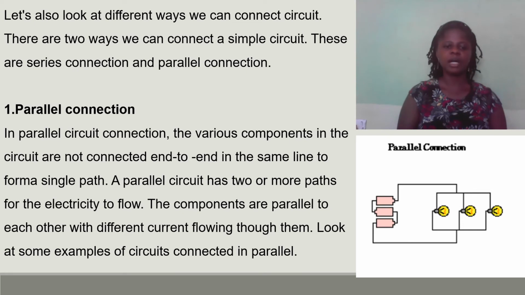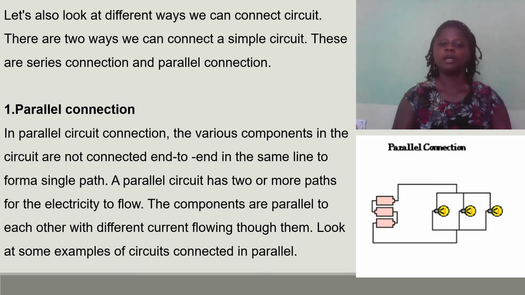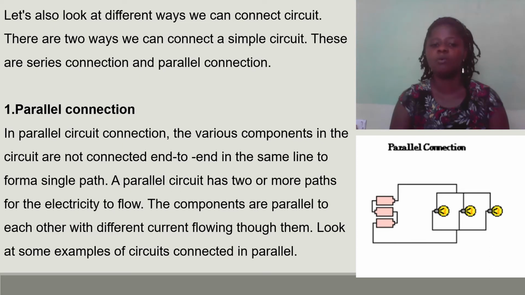If you look at some examples of circuits connected in parallel, in the example there, you can see that the connection is done in parallel, and there is more than one path for the flow of electricity.